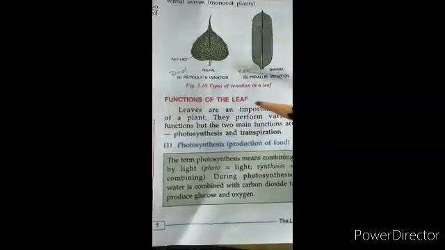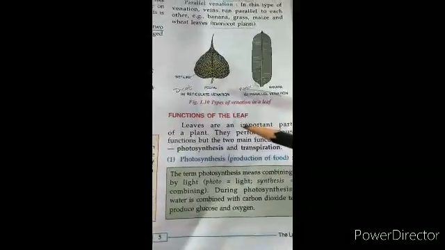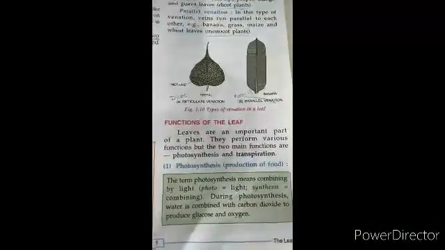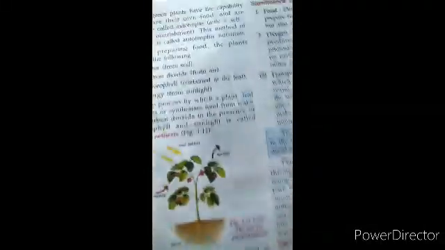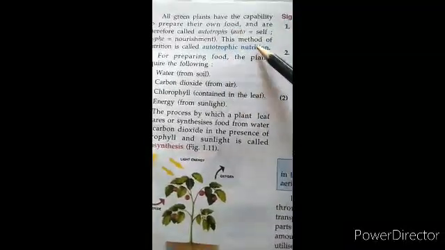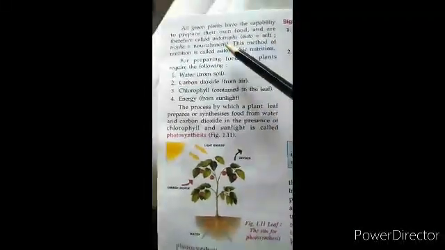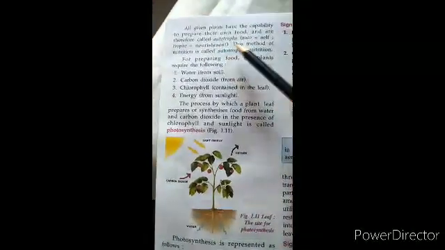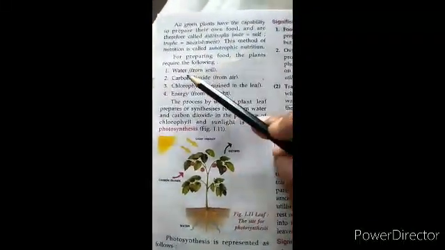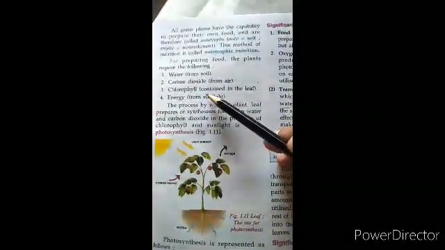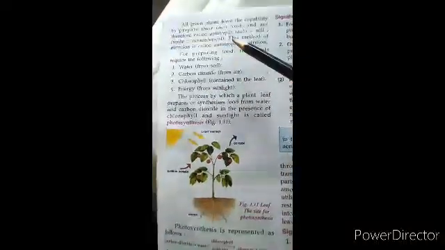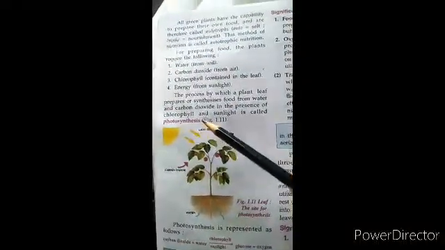Now let's look at the functions of the leaf. When we look at the functions of the leaf, first one is photosynthesis. Very easy to understand. Photosynthesis is all about production of food, and most of us know that. So we know that plants are autotrophs. Autotrophs means making their food themselves, or nourishing themselves. So in photosynthesis they use water and carbon dioxide in the presence of chlorophyll and sunlight, and food is prepared for the plant. So this is photosynthesis.